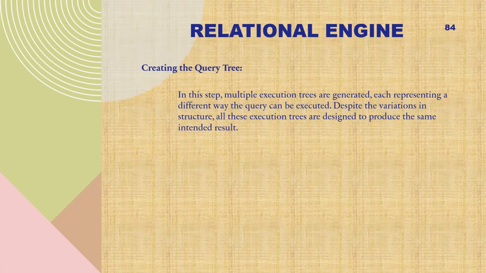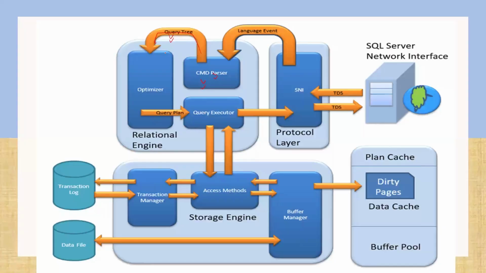Multiple execution trees are generated. These trees represent different ways for the query to get executed, but our result will remain the same, right? After the query tree, it will move to the optimizer. So what will happen in the optimizer?